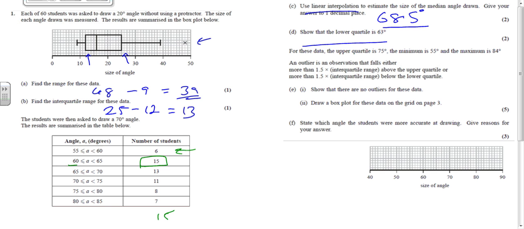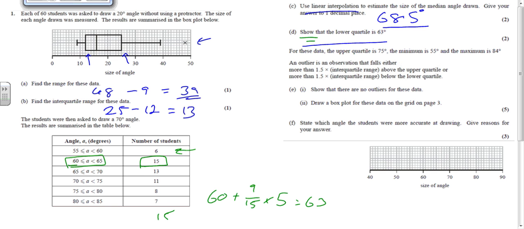So the lower bound is 60. If you're looking for the 15th piece of data, you're going to be looking for the 9th out of those 15. You times by the class width, which in this case, again, is 5. And if you do that, you get 63. So that is how you show that the lower quartile is 63.